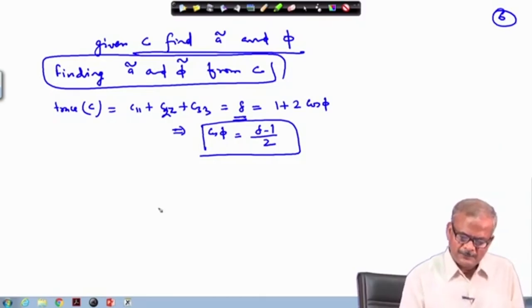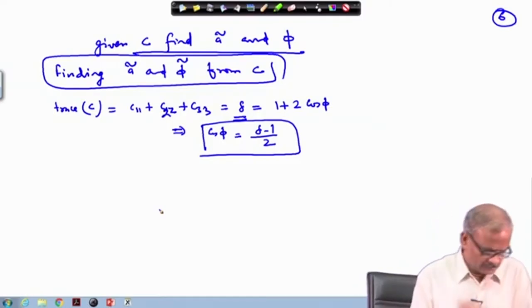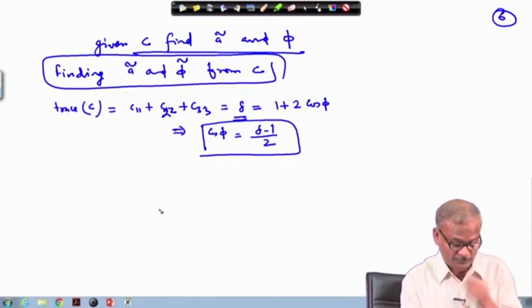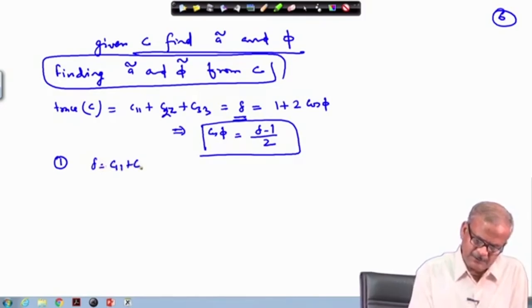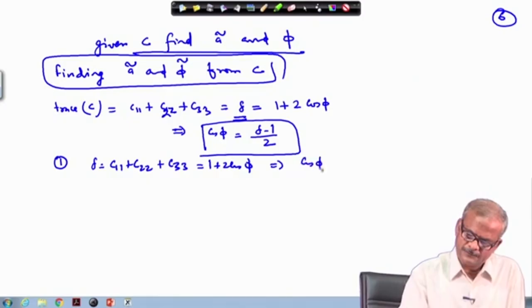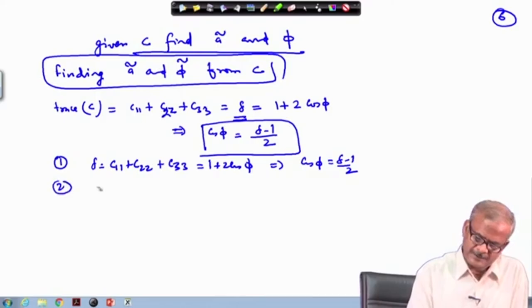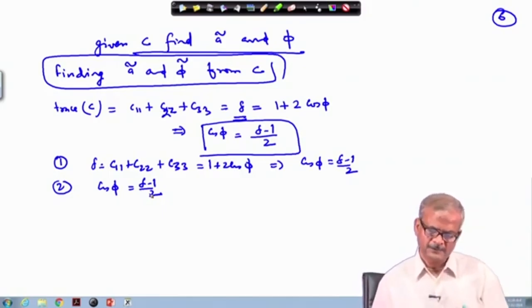Okay, the other part we have to also look into. The first step is our delta, which we write as C11 plus C22 plus C33 equal to 1 plus 2 cos phi, and from there you write cos phi equal to (delta minus 1) divided by 2. So, the second step is what we get: cos phi equal to (delta minus 1) divided by 2. Now, what we are left with is to find out the A vector.